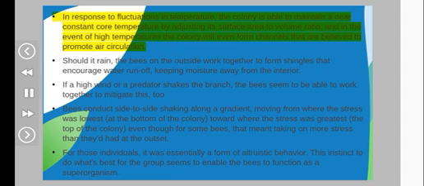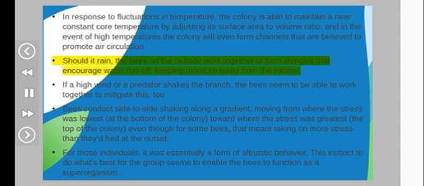In response to fluctuations in temperature, the colony is able to maintain a near-constant core temperature by adjusting its surface area to volume ratio, and in the event of high temperatures the colony will even form channels that are believed to promote air circulation. Should it rain, the bees on the outside work together to form shingles that encourage water runoff, keeping moisture away from the interior.